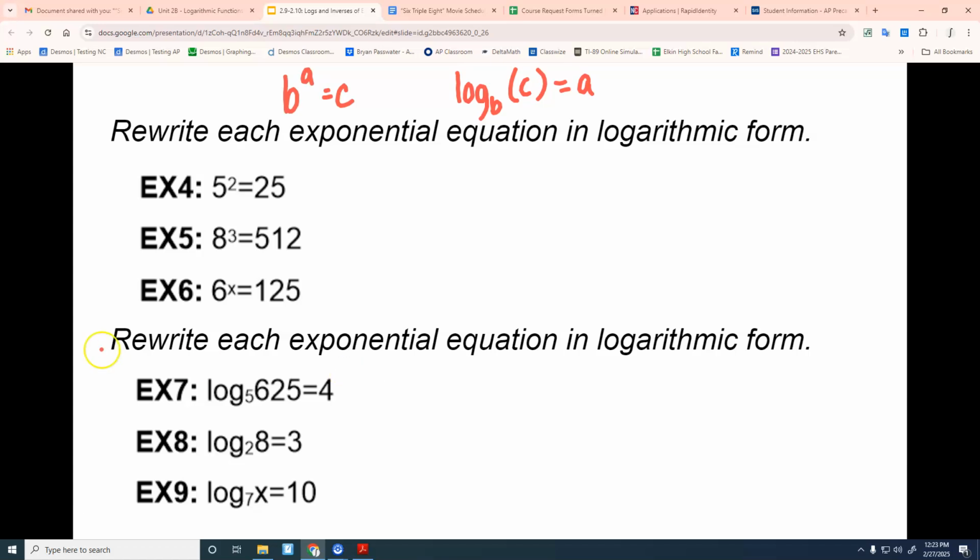So if I'm trying to rewrite example 4 as a logarithm, then I could just use what I'm going to call the puzzle method, where we put our pieces where they go, right? So 5 is my base, so that goes right there for the b. So I've got log base 5, right?